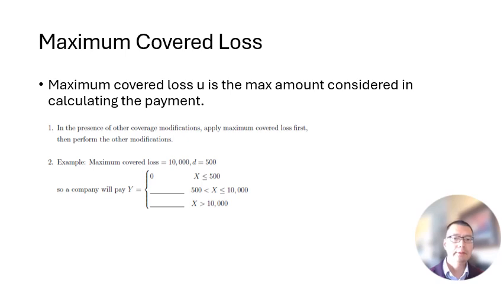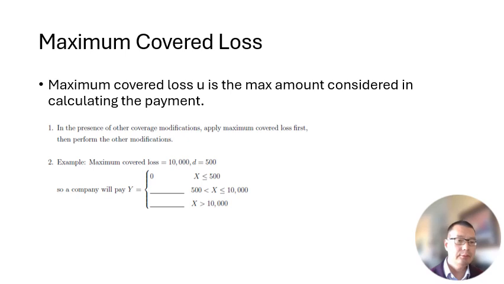Maximum covered loss, U, is the maximum amount considered in the calculation of a payment. It's different from the policy limit we talked about before. Policy limit pertains to a whole policy and is considered with regard to the payment, but here the maximum covered loss amount is compared to the loss.